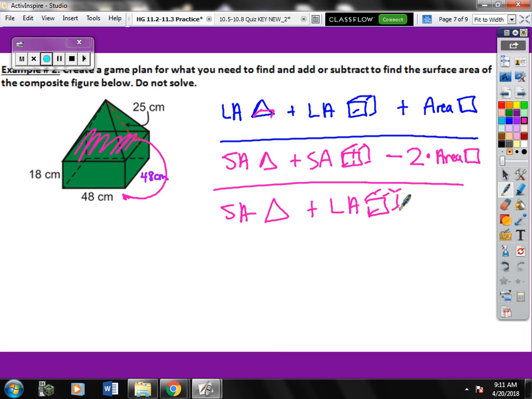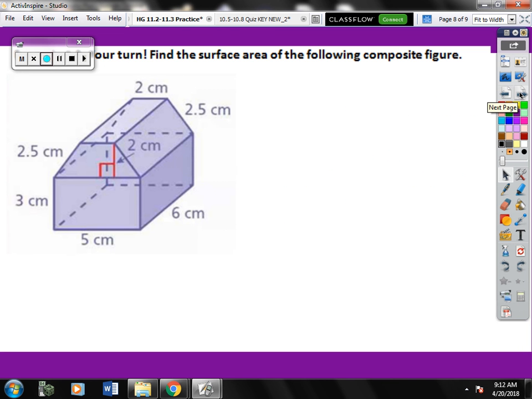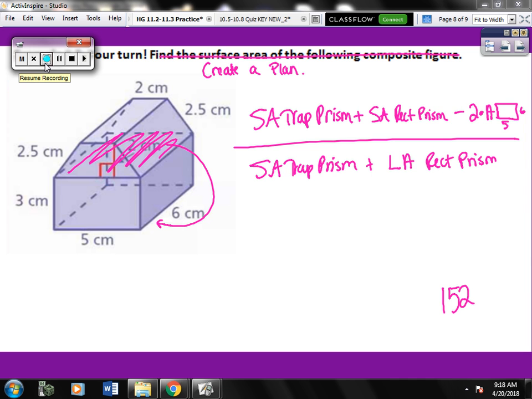So the hardest part for you guys is going to be to think through. Again, if you struggle, just add up all the outside shapes. Do 4 triangles, 5 rectangles. Add them all together. That will always work. But you'd have to use all of your area formulas. All right. Your turn. Let's not find it. Let's just come up with the game plan. So complete the rest of the packet.